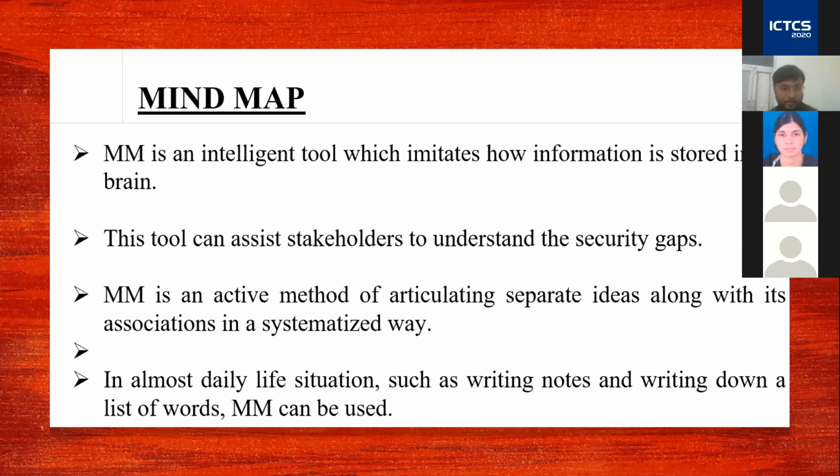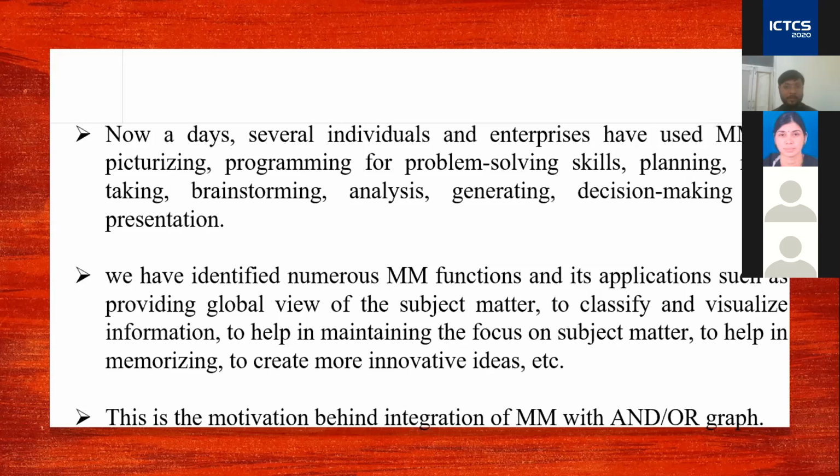So first we'll let you know about the mind map. What actually is a mind map? A mind map is an intelligent tool which imitates how information is stored in the brain. This tool can assist stakeholders to understand the security gaps. A mind map is an active method of articulating separate ideas along with their association in a systematized way. In almost daily life situations, such as writing notes and writing down a list of words, a mind map can be used. Nowadays, several individuals and enterprises use mind maps in visualizing, programming for problem solving skills, planning, note taking, brainstorming, analysis, generating ideas, decision making, and presentation. So this will be the motivation for using a mind map with an AND OR graph.